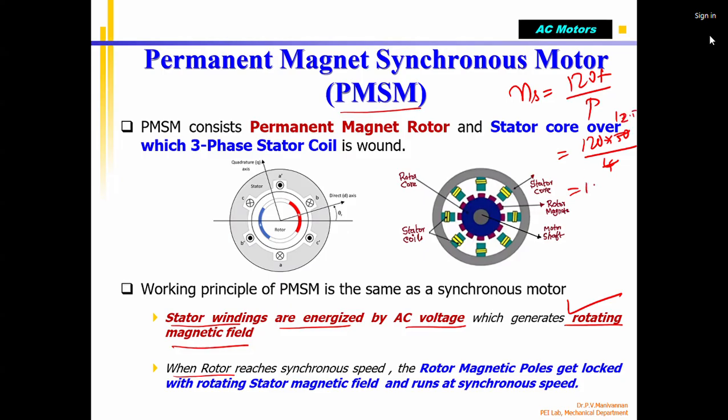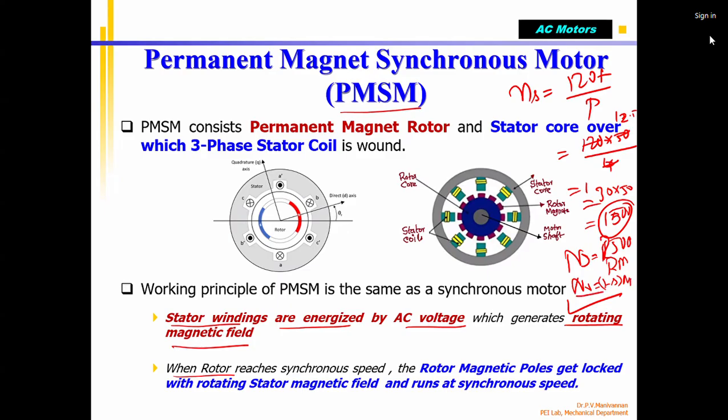So you will get, okay, I can use 120 into 50, easy. 1500 RPM, correct? The Ns is going to be 1500 RPM. That's what the synchronous motor will do. For the magnetic field, Nr equals, already we know, (1 minus S) into Ns. So the rotor speed will be less depending on the slip.